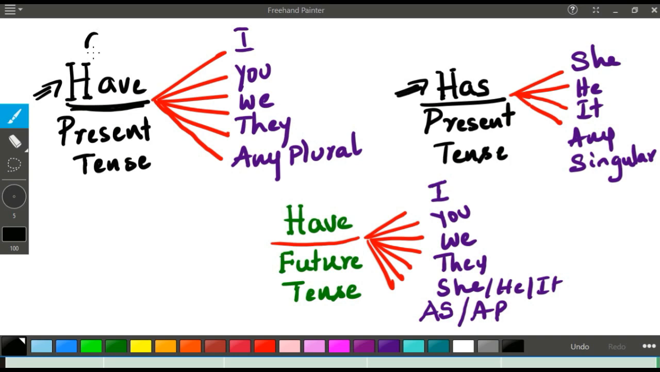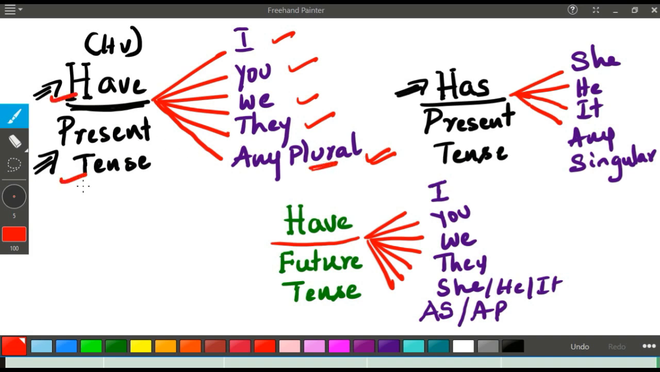Have is a helping verb which is used in present tense whenever the sentence starts with I, you, we, they, or any plural. When I say any plural, it could be teachers, singers, students, children, people, anything. When you talk about anything more than one, when your subject is plural, automatically have in present tense will come into picture. So now park this aside, come to has.